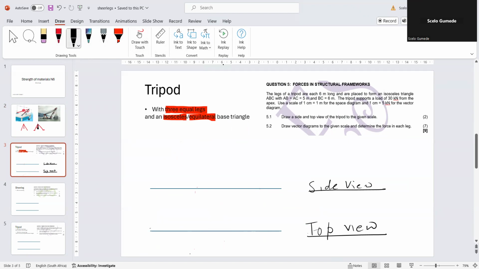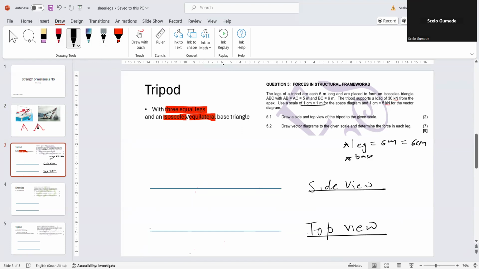Now, the first thing that we do, let's get our data. The legs of a tripod are each 6 meters long, meaning all legs are 6 meters long. Legs, 6 meters. We need to choose a scale, or it's given. Let me see. Yeah, 1:1, which means legs are 6 centimeters. These are the legs. Now, let's look at the base.